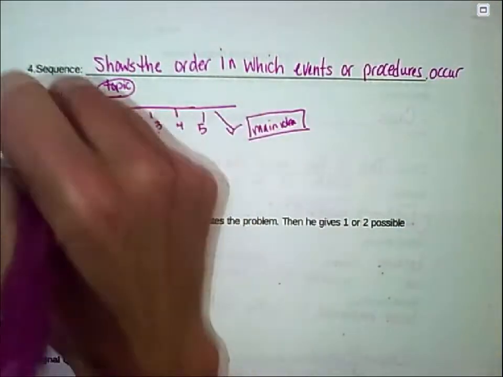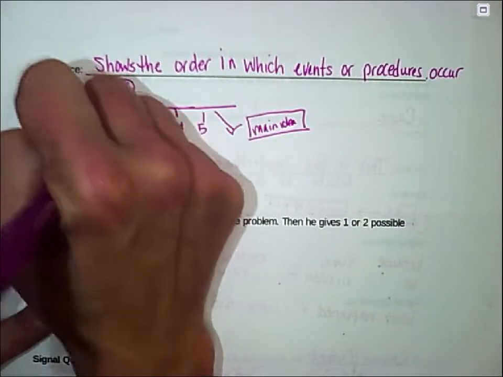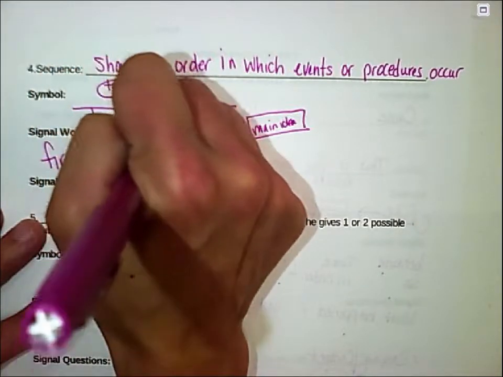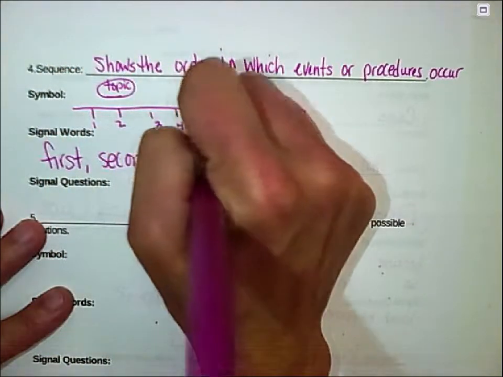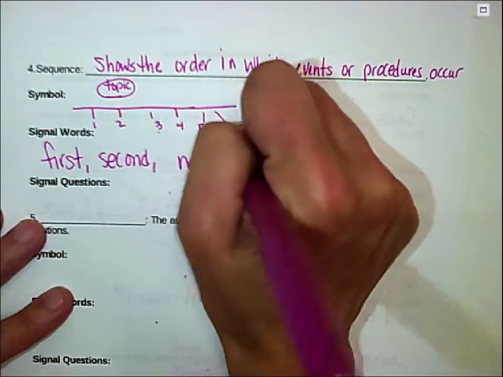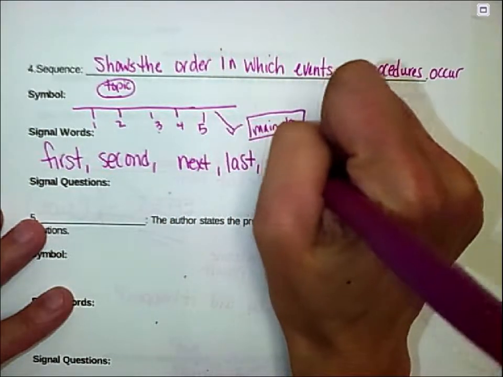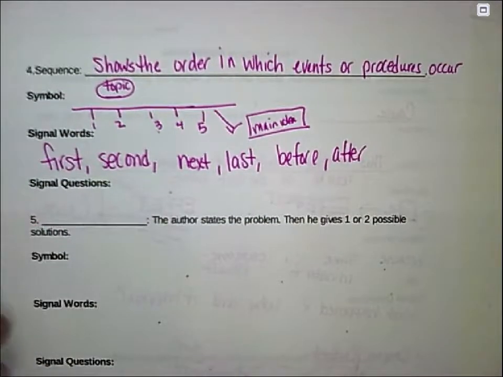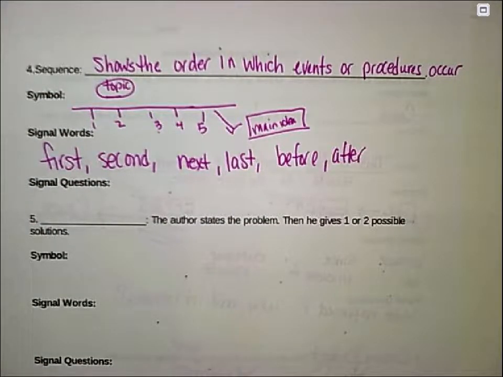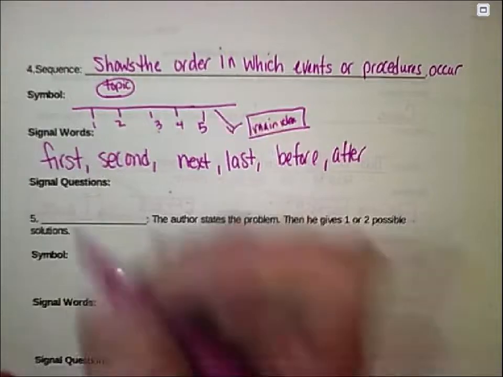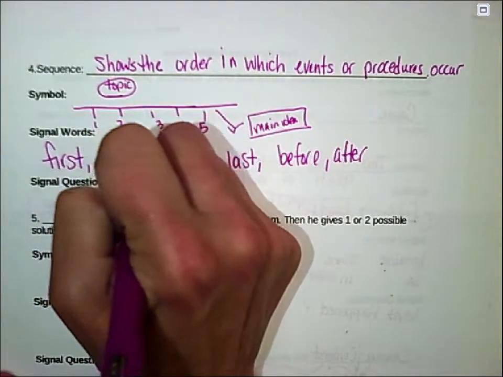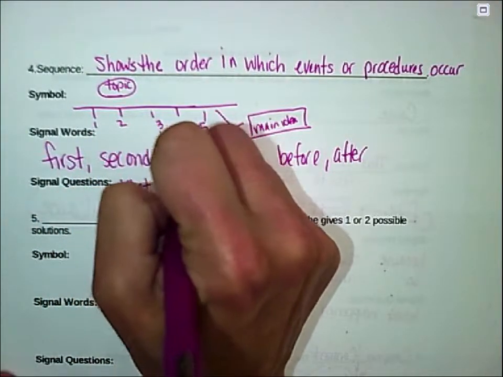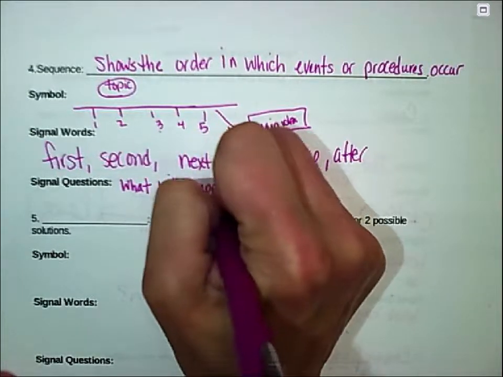And some single words would be our transition words, like first, second, next, last, before, after. Now, I should have said this: you don't have to copy all of the transition words down. If you want to, you may, but pick out at least 3 that you can remember, that will help you remember. And then a signal question would be, what will happen next?